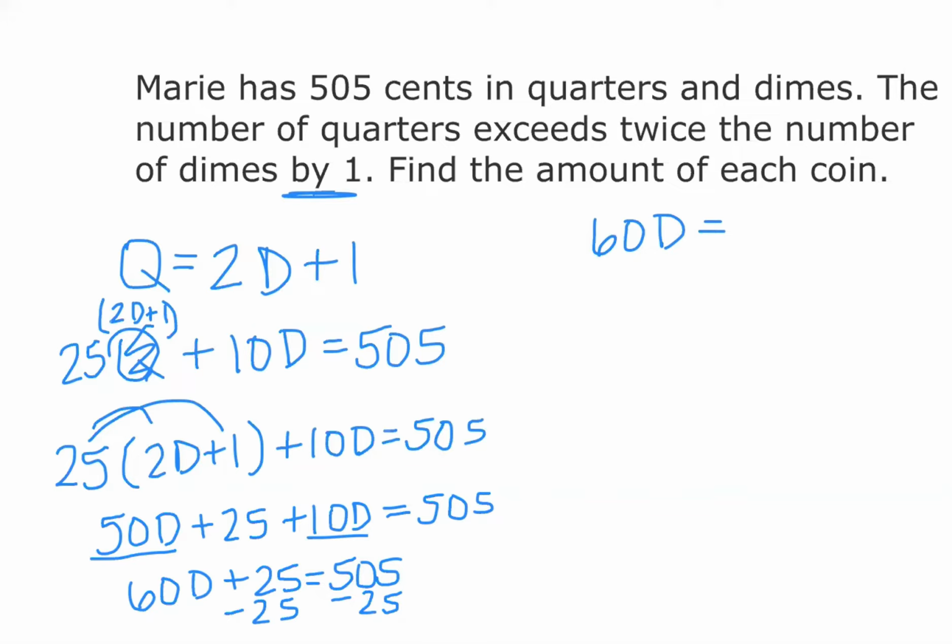So that comes from the second sentence. The number of quarters exceeds twice the number of dimes by 1. So twice the number of dimes and it's exceeded by 1. Exceeds means it's more than. So quarters equals 2D plus 1. Okay, but by 1, wouldn't that mean multiply instead of add? What does the word exceed mean? Equal to? No. Exceeds means more than.